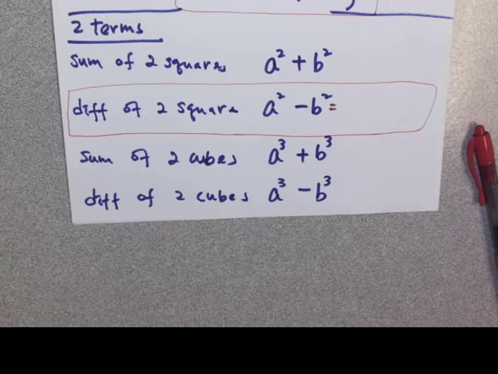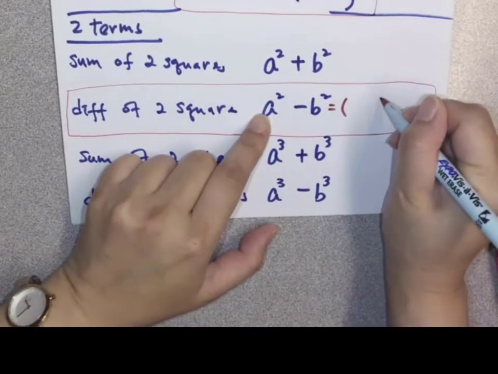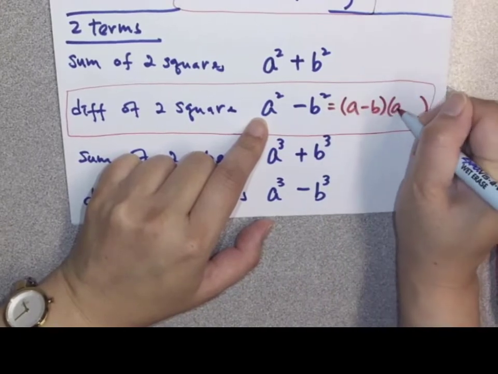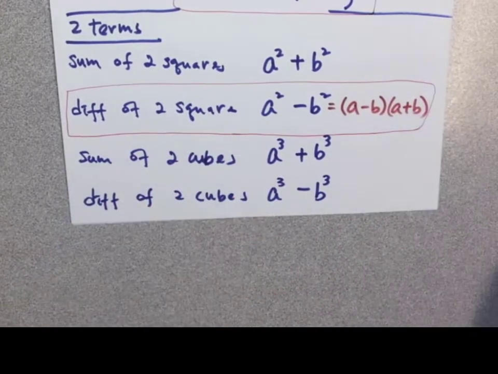So the way I remember is I'm going to write this down without the square. They look like twins. So one is a minus b, one is a plus b. And you can also do a plus b times a minus b. The order doesn't matter because it's multiplication. Are we okay with that?